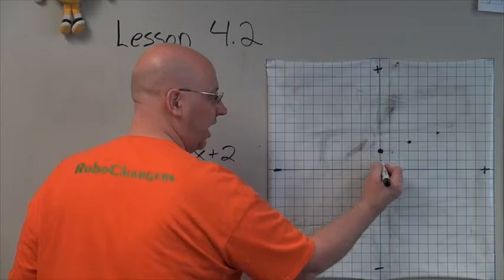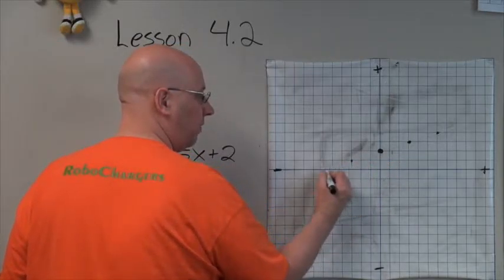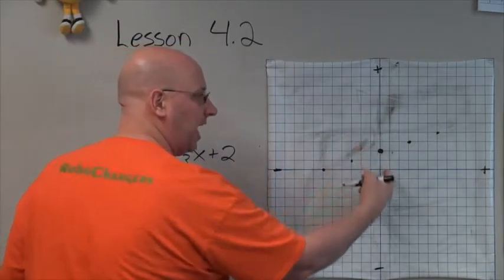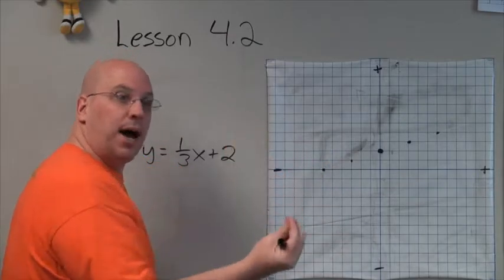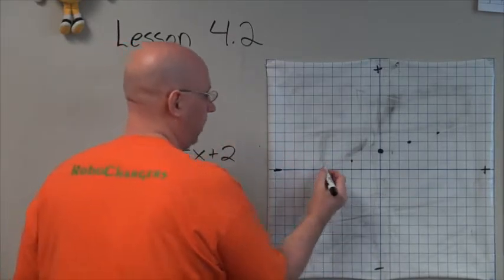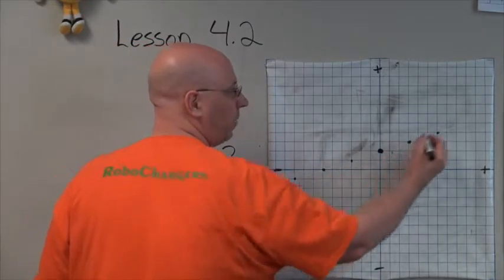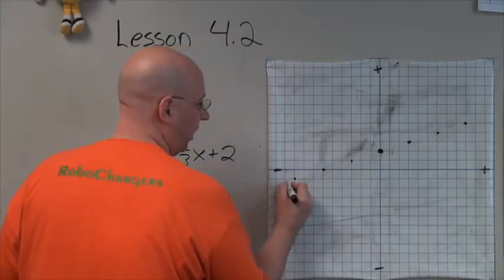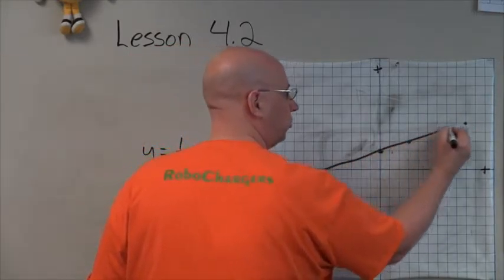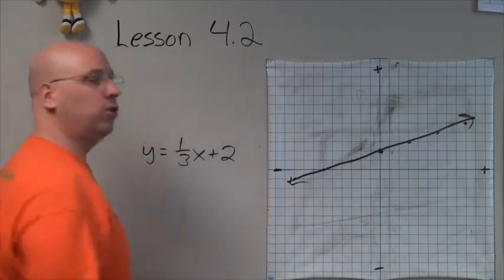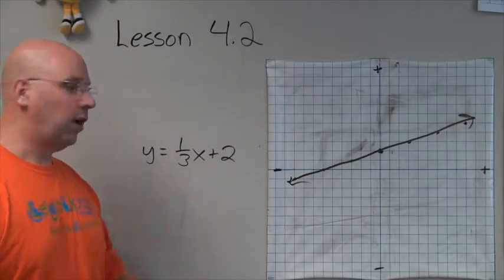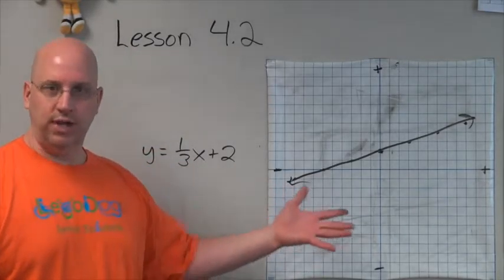Also, I could go down 1, back 3, down 1, back 3. Because remember, it would be negative over negative, which would be a positive 1/3 still. And then down 1, back 3, and this way I'm kind of filling up my graph, and I know that it goes right through here like this. And you could quickly draw a graph from an equation.